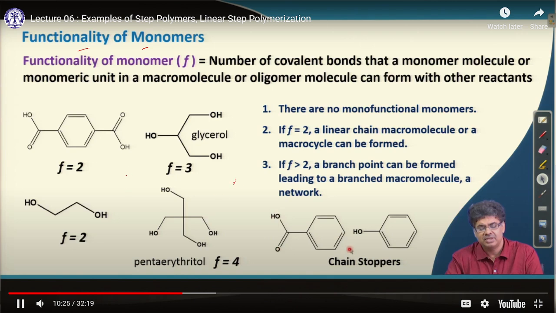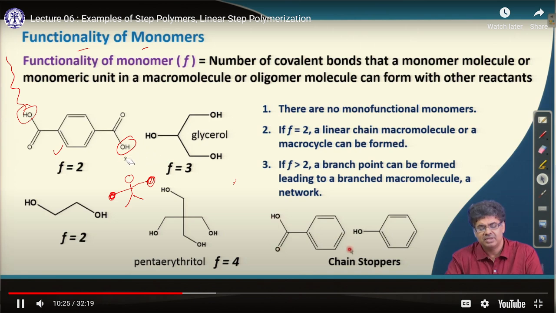Okay, so suppose there is one person. He has two hands, so he or she can hold another person by these two hands. Similarly, a monomer also has hands which can act for polymerization. Here in this monomer, it has two hands. From here and from here, it can polymerize. So from these two ends, it can polymerize.